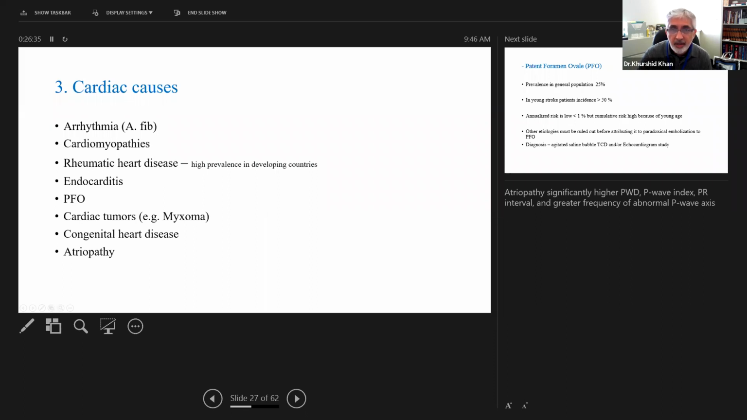Cardiomyopathies, rheumatic heart disease, there is a high prevalence in the developing countries. One must consider this. Endocarditis, especially in the IV drug abusers, or it may occur otherwise as well. PFO, patent foramen ovale, cardiac tumors, myxoma, and congenital heart disease, and then cardiac arteriopathy. So this is another important entity that is being recognized more frequently now.